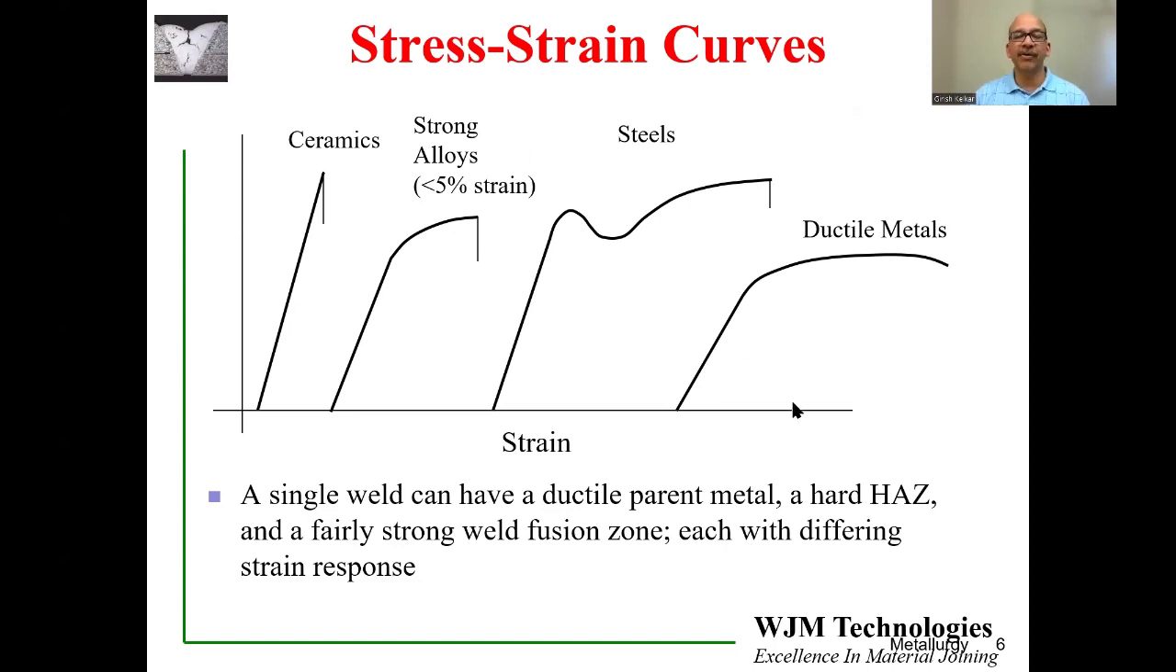Because, as you might recall from the cross-section analysis video, we showed that in the vicinity of the weld there are three different materials: the base material, the heat-affected zone, and the fusion zone. Each of those could have completely different behavior. For example, the base material might be fairly ductile. The fusion zone, depending on the alloy that has been added, could behave like a strong alloy. And the heat-affected zone might have become very brittle and could behave like a ceramic, for example.